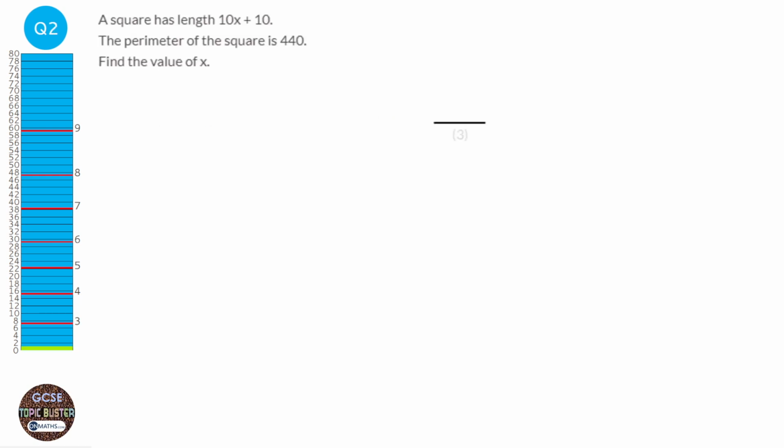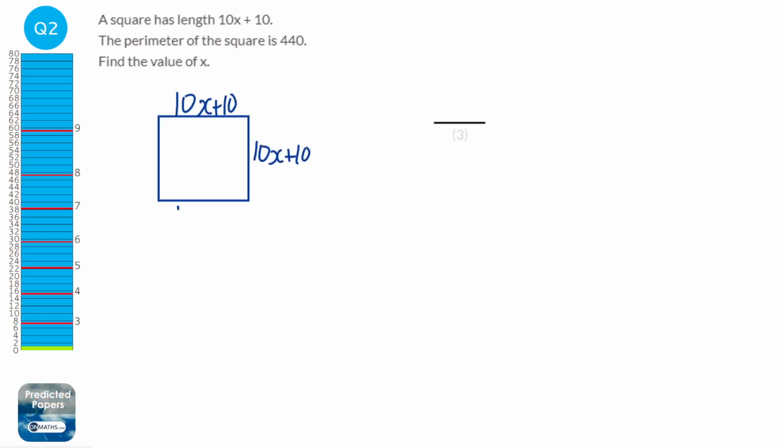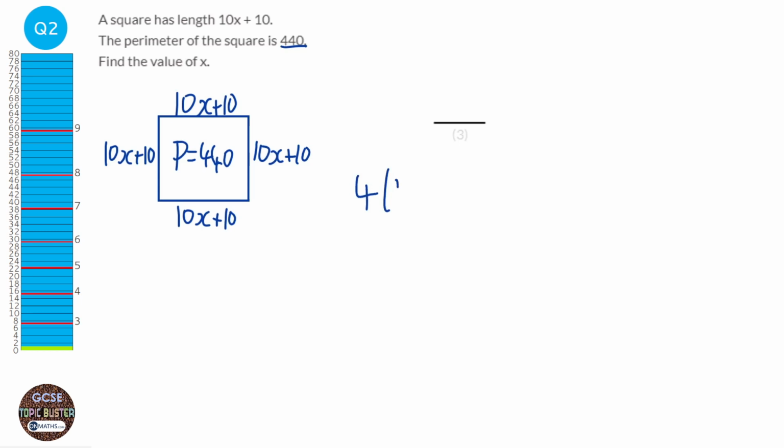First thing I'm going to do is just draw the square out, and we know the length of it is 10x plus 10, but it is a square, so that's the same all the way around it. But we're also told that the perimeter is 440. So what we can do is we can work out the perimeter in algebra by multiplying 10x plus 10 by 4, or just adding up the 4 lengths that we've got. So we're going to do 4 times 10x plus 10.